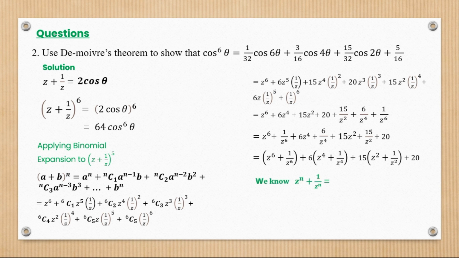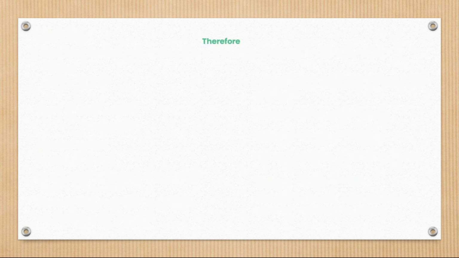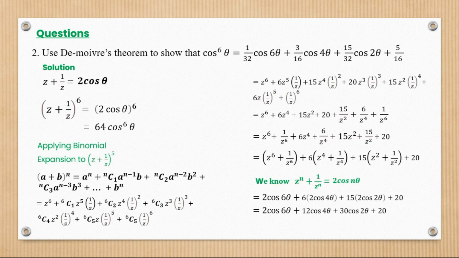We know that z power n plus 1 over z power n is equal to 2 cos n theta. With that knowledge, you can see that this is the same as 2 cos 6 theta, and here we have 6 times 2 cos 4 theta, then 15 times 2 cos 2 theta plus 20. When you open those brackets, we have 2 cos 6 theta plus 12 cos 4 theta plus 30 cos 2 theta plus 20.